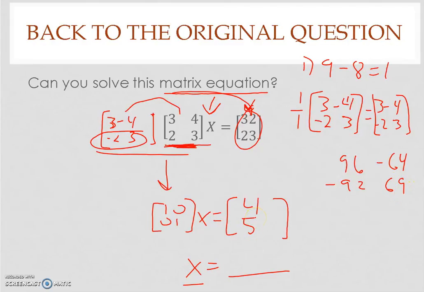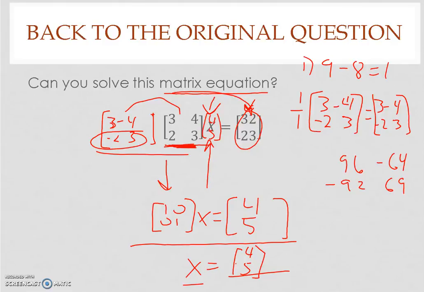And so now I have this equation, but 1001 times x is just x. That means that x is equal to the matrix 4, 5. So that means that this x right here has to be 4, 5. And if I took 3, 4, 2, 3 times 4, 5, I would get 32, 23.